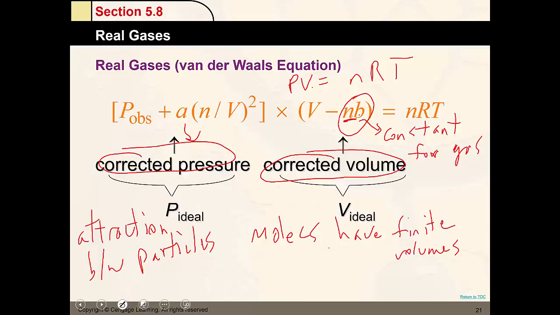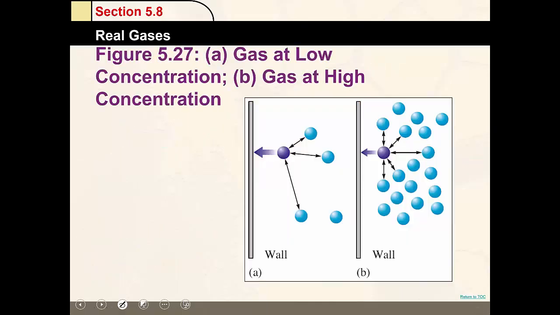And the reason why we have to take into account the attraction between particles. So if you look here, in part A, there's a relatively low concentration. So if there's not very many particles around here, this particle will just hit the wall and bounce right back. So at lower concentrations, at lower pressures, it's not affected by the other molecules around it.